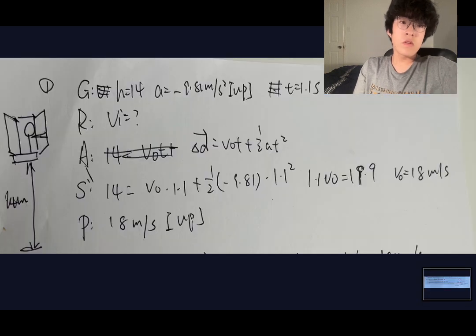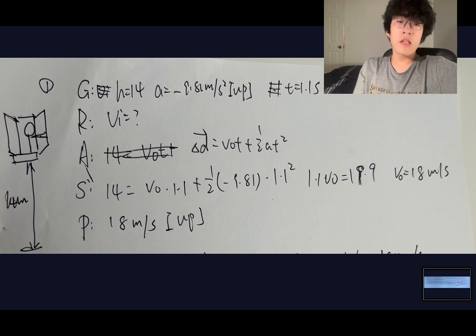To solve the question, we need to apply the GRASB method, where we first write the things that we know. We know the height is 14 meters and the acceleration is 9.81 meters per second squared down, pointing to the ground. And the time taken is 1.1 seconds.